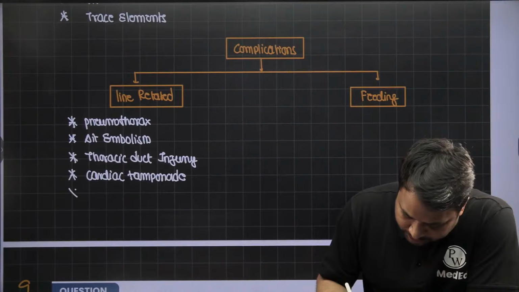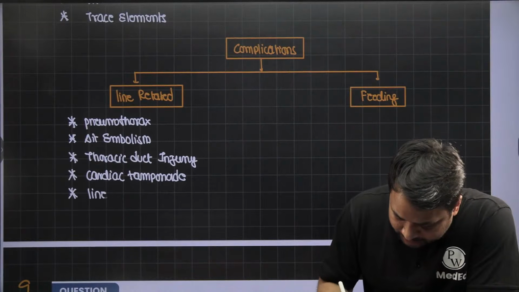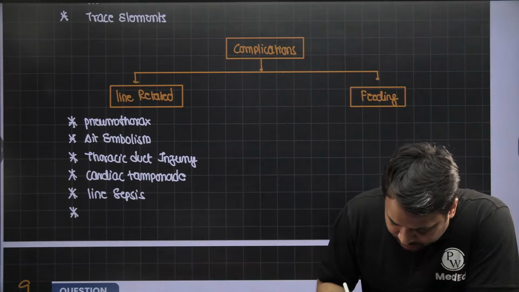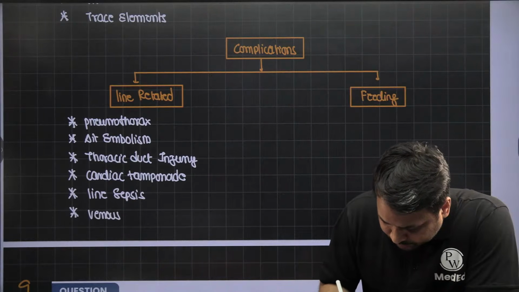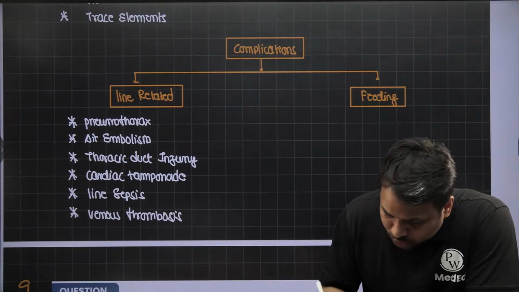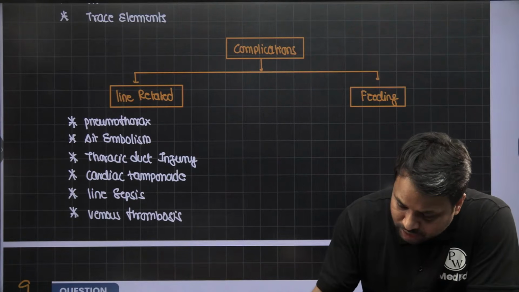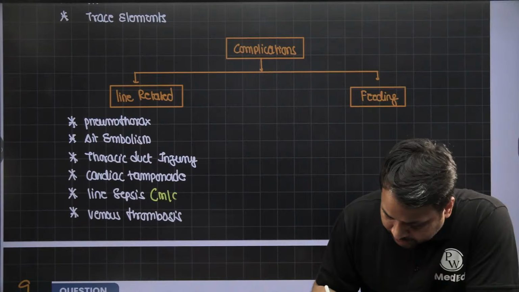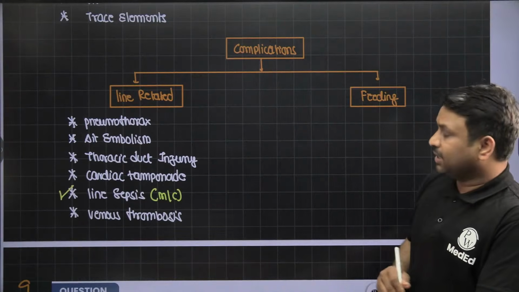Post insertion, it can result in line sepsis and venous thrombosis. If they ask you what is the most common line related complication, the most common line related complication is going to be line sepsis.